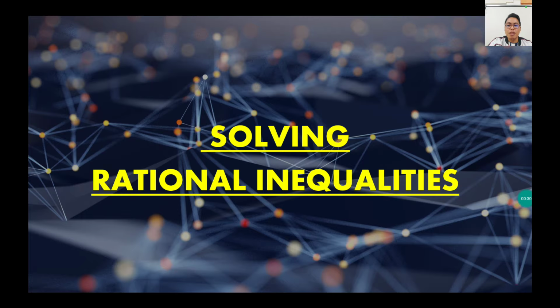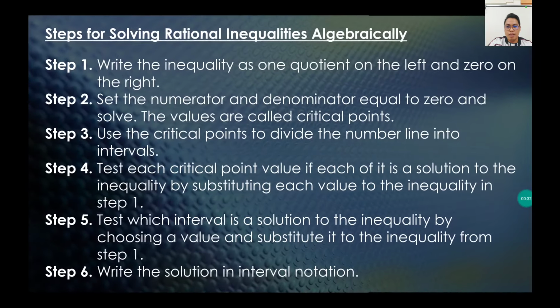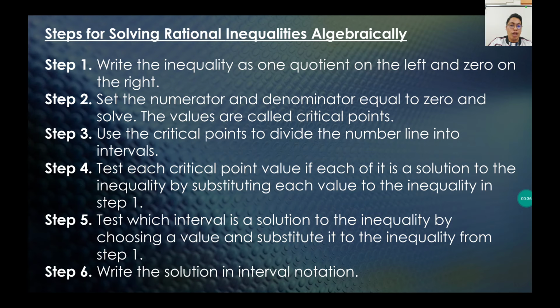Now, what are the steps in solving rational inequalities? Number 1, you have to write the inequality as 1 quotient on the left and 0 on the right. So if there are values on the right, you put it on the left side of the inequality and you have to express them as 1 quotient. After that, you set the numerator and denominator equal to 0. So isosolve natin sila separately equal to 0. So these values are called the critical points.